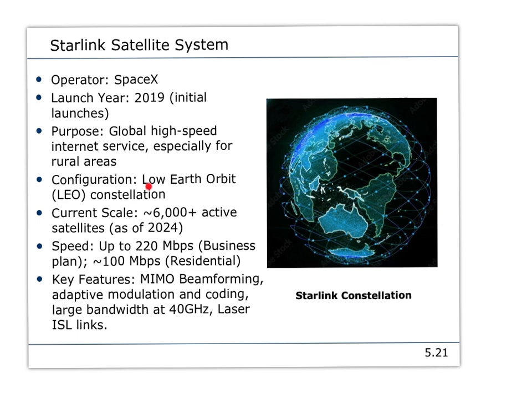So the type of orbit that we're talking about here is LEO, as we said, and we have around 6,000 active satellites, which means that technically you may have more than 6,000, but only 6,000 active at any point of time. The speeds are typically in the range of 220 megabits per second, which they are trying to increase. Actually, it is exactly 220 megabits.